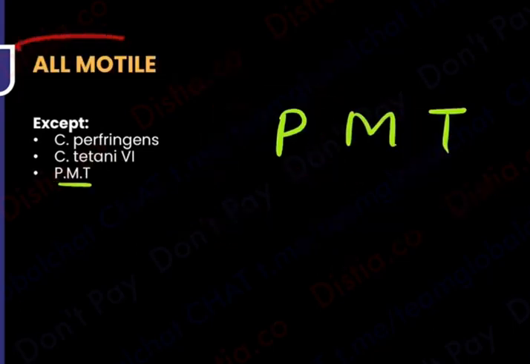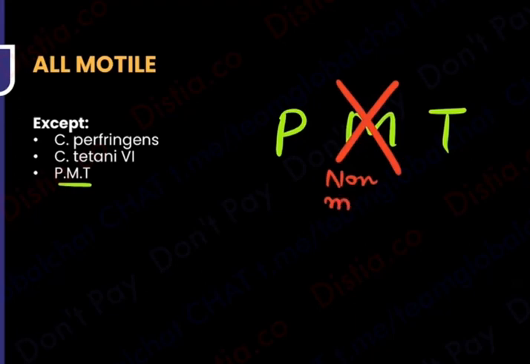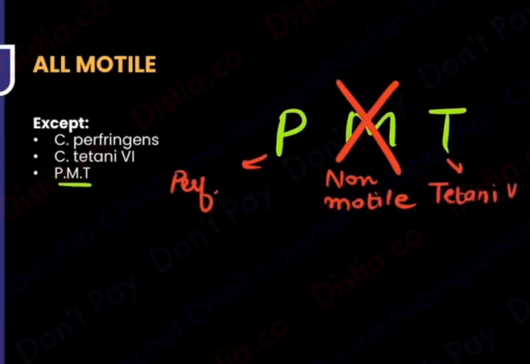Similarly, all of them are going to be motile. All the Clostridia are motile. But look, why did you take PCB? Which is the exam that you wanted to kill or crack? You wanted to kill PMT. So now I'm asking you, kill, meaning which of them are non-motile? Again, the P over here stands for Clostridium perfringens and T stands for Clostridium tetani type 6.